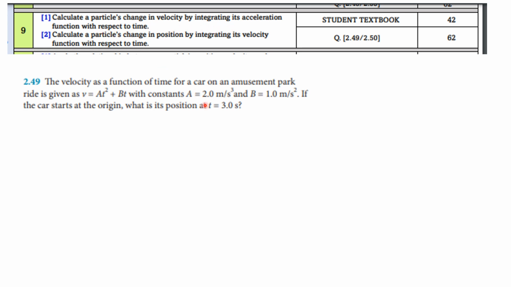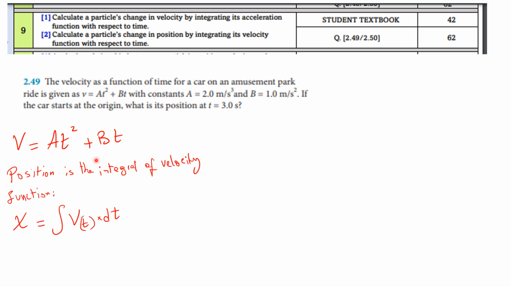Okay, so if we already have the function of velocity and they ask us the function of position, in this case we have to apply the integral. So first step, that's the function of velocity, at squared plus bt. So position is the integral of velocity as we discussed. So the position again is the integral. What's the symbol of the integral? It's like that, a symbol of s. So to calculate the position again, we have to apply the integral for the function of velocity.